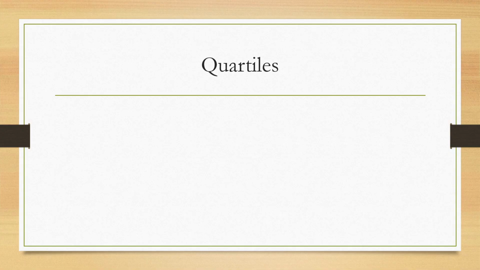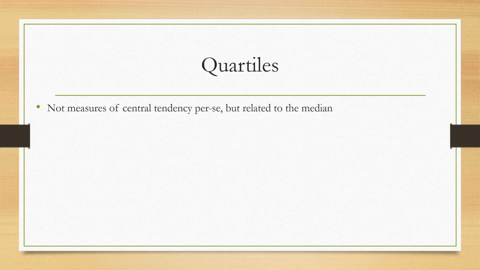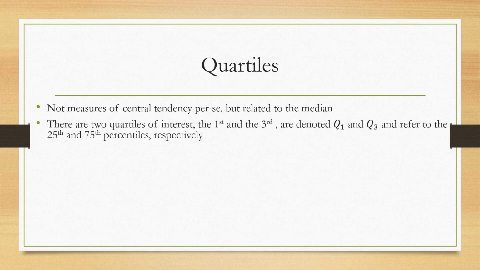All right, so moving on from the median, let's talk about quartiles. Now, quartiles are not necessarily measures of central tendency per se, but are directly related to the median. Typically, we look at 2 quartiles of interest, and these are the first and the third quartile. The way in which we write down the first and third quartiles is Q sub 1, that's the first quartile, capital Q, and Q sub 3, that's the third quartile.